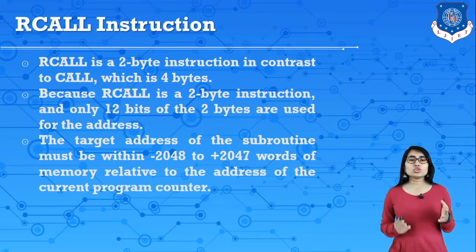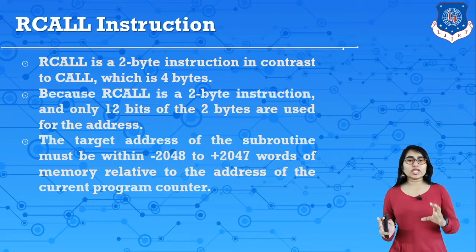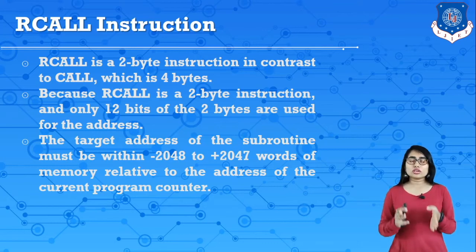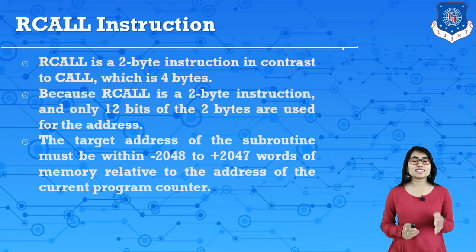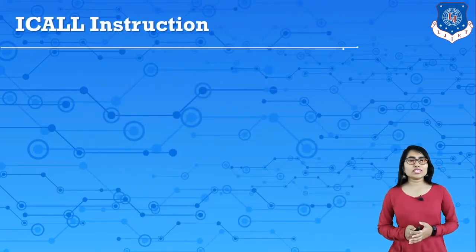So the call and rcall instructions have some difference in terms of bits. Whenever a subroutine is stored some steps ahead of our main program, the relative call instruction is used, and in this relative call instruction the program counter is used as a reference line. Then next there is the icall instruction.